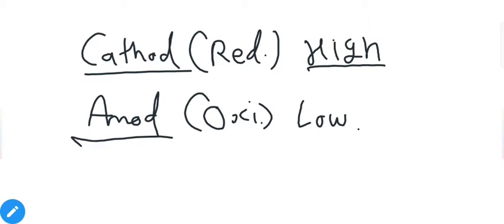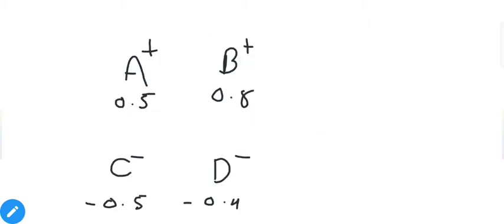So in short, suppose we have a set like this, two positive ions and two negative ions. Both of these positive ions will try to reduce, that means they will participate in the cathodic reaction, or actually they will compete with each other on the cathode. On the other hand, C minus and D minus, both of them will oxidize and the oxidation reaction will take place on the anode. So they will compete with each other for oxidation. Which of them will oxidize and which of them will reduce? So concentrate on the reduction potential values of each.